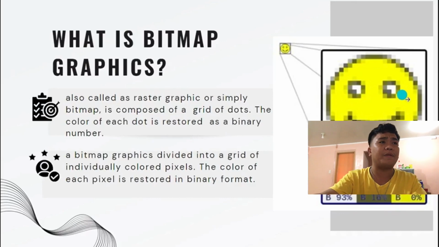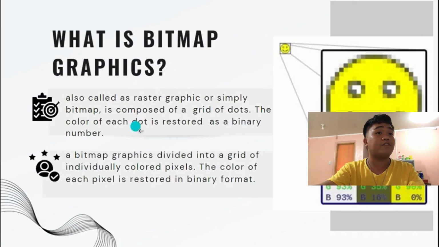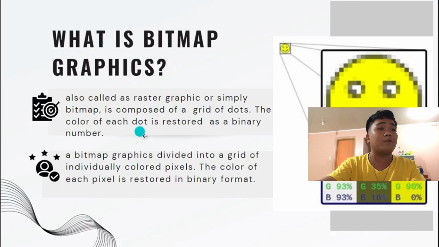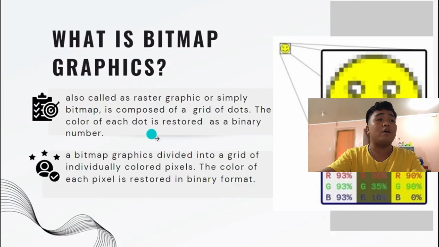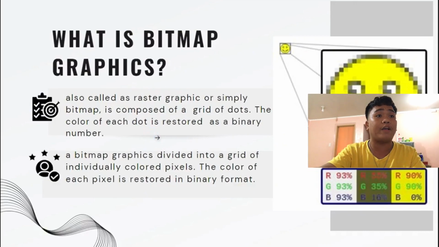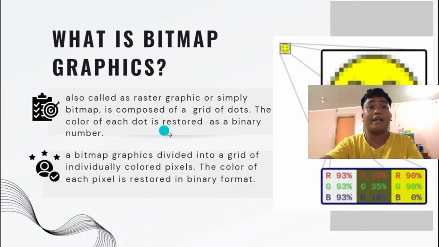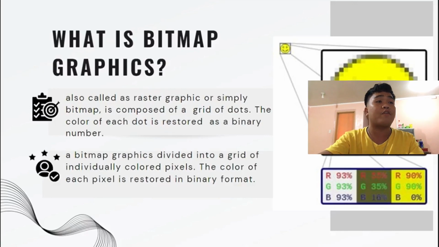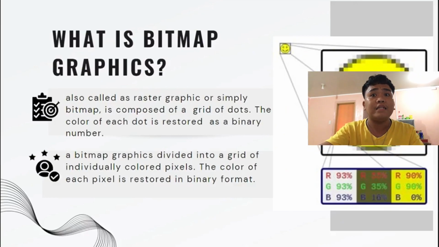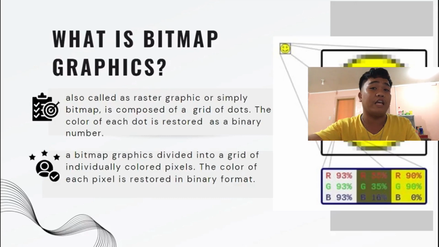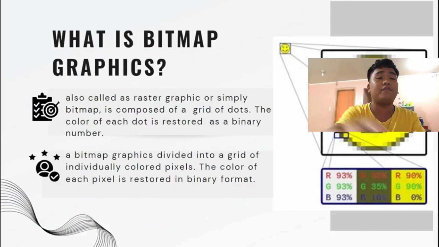So, what is bitmap graphics, by the way? It is also called raster graphic or simply bitmap. It is composed of a grid of dots. The color of each dot is stored as a binary number. So, a bitmap graphic is divided into a grid of individual colored pixels, and the color of each pixel is stored in binary format. So basically, bitmap graphics is any type of image that you see on the PC, especially even in animated movies, the cartoons, or images, or any type of thing.